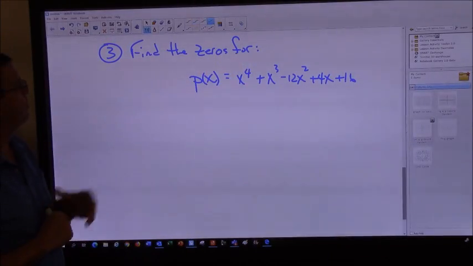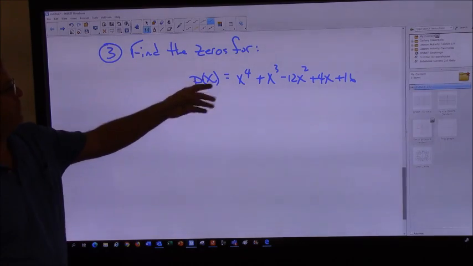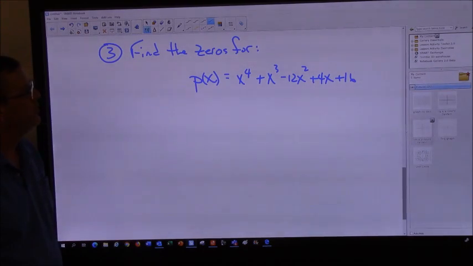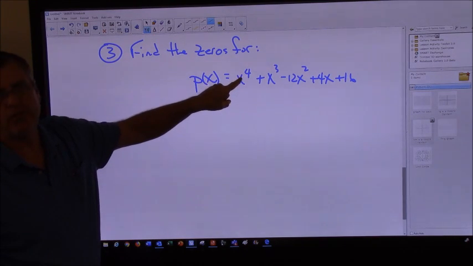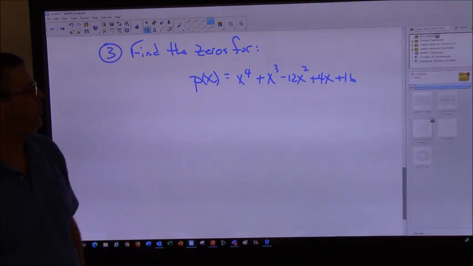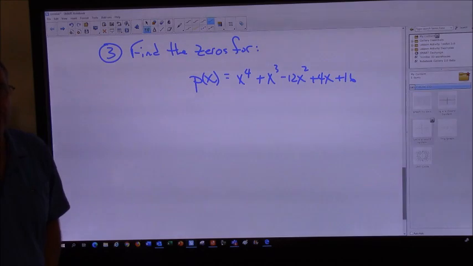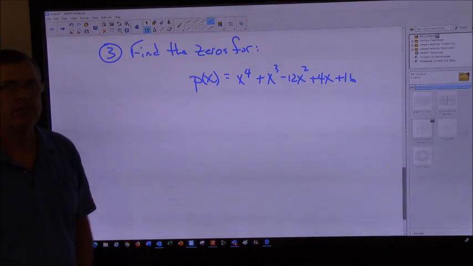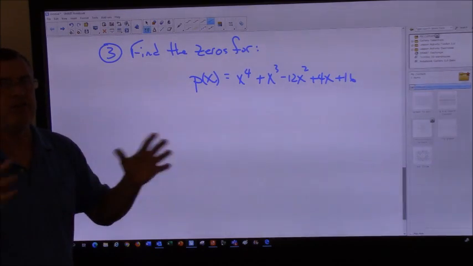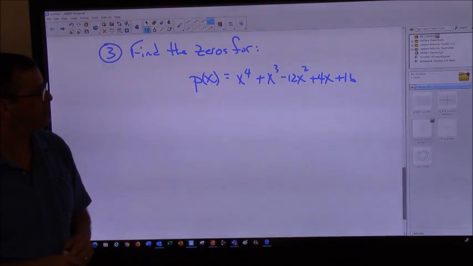All right, so we're trying to find the zeros for this polynomial. P of x equals x to the 4th plus x cubed minus 12x squared plus 4x plus 16. Now, remember, the highest exponent is the degree of this polynomial. So this is a 4th degree polynomial. It also means I could cross the x-axis up to 4 different times. Okay? Not always 4, but no more than 4. Potentially, I could cross up to 4 times.